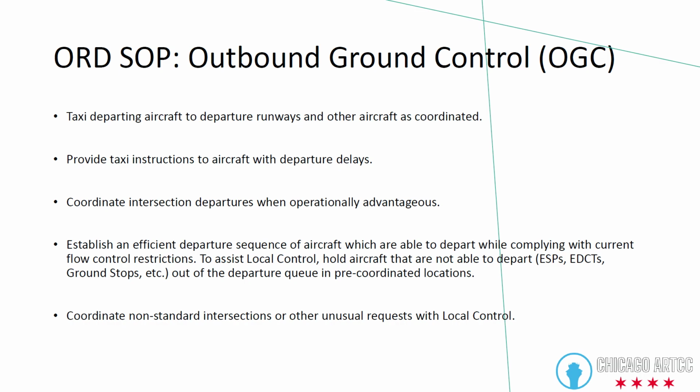Outbound ground control. Taxi departing aircraft to departure runways and other aircraft as coordinated. Provide taxi instructions to aircraft with departure delays. Coordinate intersection departures when operationally advantageous. Establish an efficient departure sequence of aircraft which are able to depart while complying with current flow control restrictions. Coordinate non-center intersections or other unusual requests with local.